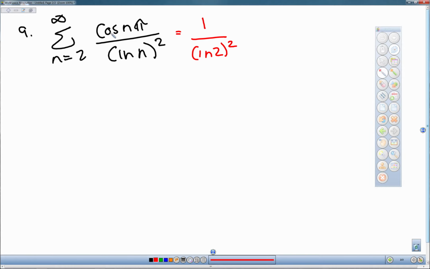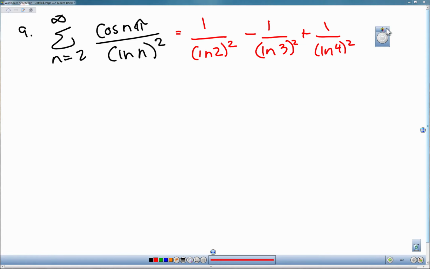Let's plug in 3. The cosine of 3 pi, ooh, that's negative 1, and then the natural log of 3 squared. We plug in 4, and we have the cosine of 4 pi, and that's just 1 again. Let's see what happens one more. Plug in 5, the cosine of 5 pi, that's negative 1, and I smell a pattern. Now that I've expanded this, this is clearly an alternating series. Because of the way this numerator is written, the cosine of n pi alternates between 1 and negative 1 throughout the entire series.